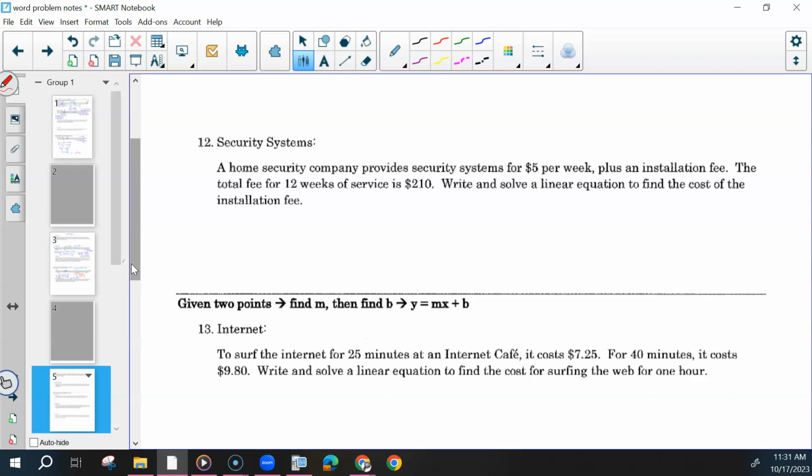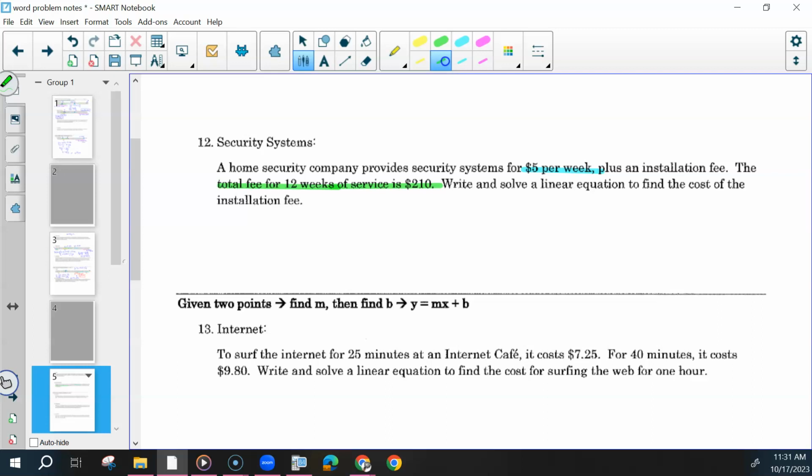Alright, so for security systems, a home security company provides security systems for $5 per week, plus an installation fee. The total fee for 12 weeks of service is $210. Write and solve a linear equation to find the cost of the installation fee. What's important in this one? $5 per week. What else? The total fee for 12 weeks. I'm really just going to highlight this entire sentence because these two go together.